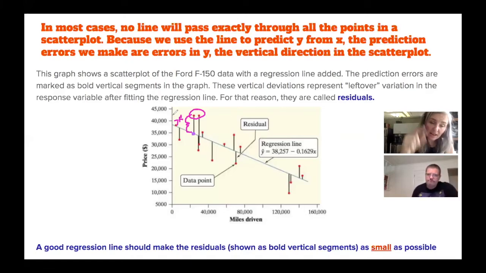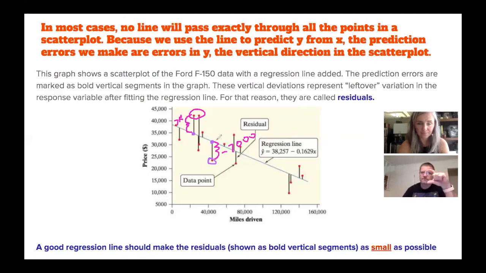Okay, so if we do, let's say, this one, and we compare it to its prediction, which would be the same x value on the line, what does the residual look like in this case? That looks like it's about 7,000 below. So this would be minus 7,000.